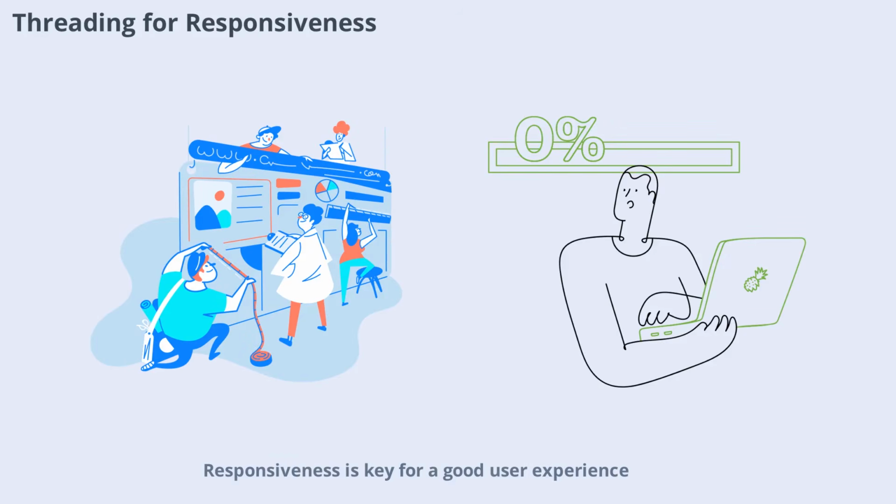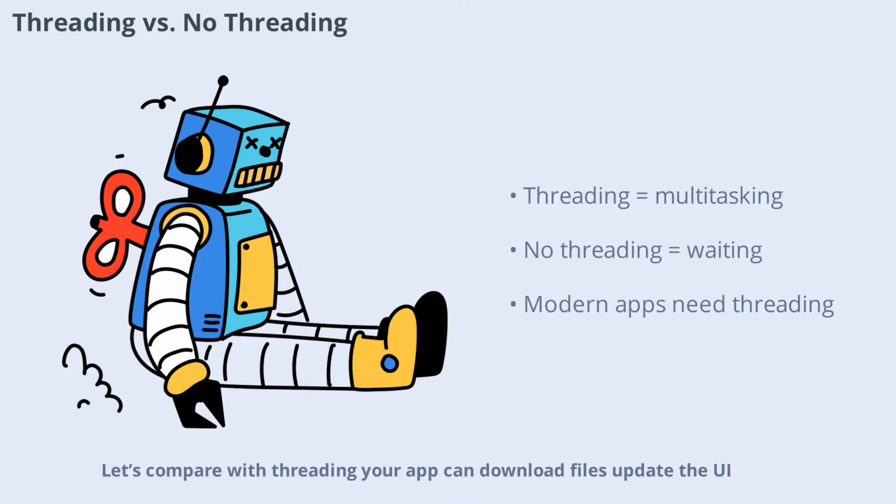Responsiveness is key for a good user experience. Threading ensures your app can keep responding to user actions even when it's busy with other tasks. This keeps users happy and makes your software feel modern and reliable. Let's compare. With threading, your app can download files, update the UI, and respond to clicks all at once. Without threading, each task waits for the previous one to finish, making the app slow and frustrating. The difference is clear. Threading is essential for modern development.